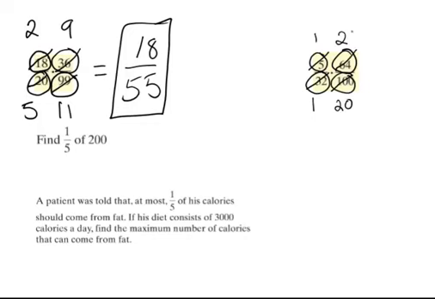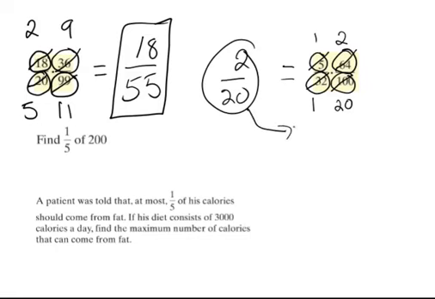Now again, I'm going to multiply straight across. I'm going to do this over here where I have a little bit more room. 1 times 2 is 2. 1 times 20 is 20. But I can reduce this fraction, so I'll go ahead and do that. I'll divide them both by 2. And that leaves me with 1 over 10.